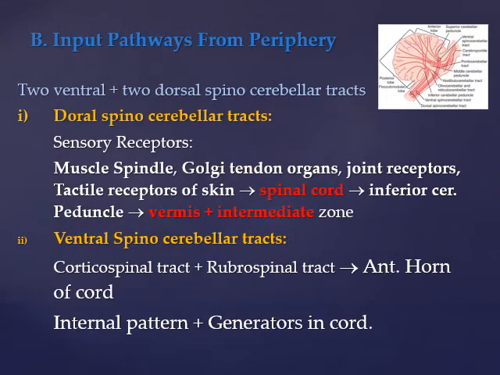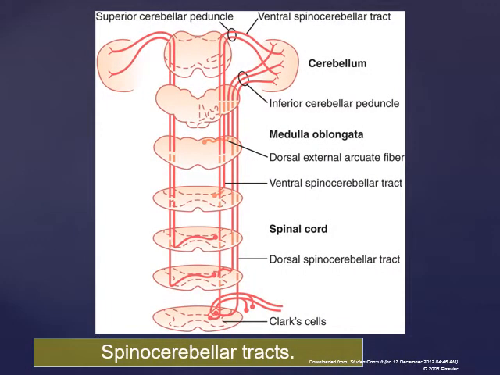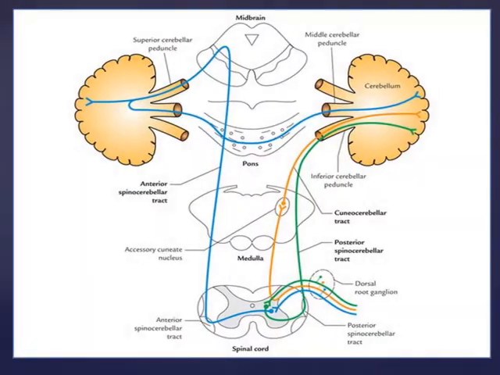So now, the input pathway from the periphery. Go through these slides where I have written in detail what the sensory receptors involved are and where the signals are going to come from. Just going in short through the diagrams. This diagram has been taken from your guide, and go through it. For my convenience and your convenience, I've just done all the three important tracts, that is the ventral, the cuneocerebellar, and then the dorsal spinocerebellar tracts.